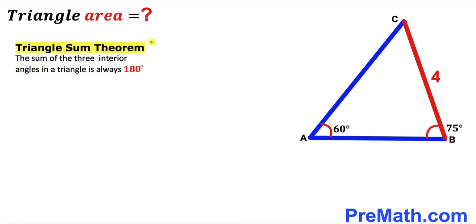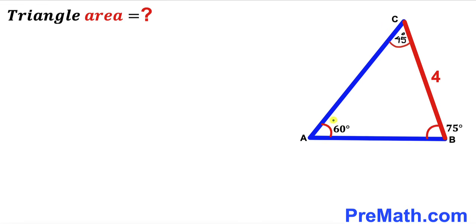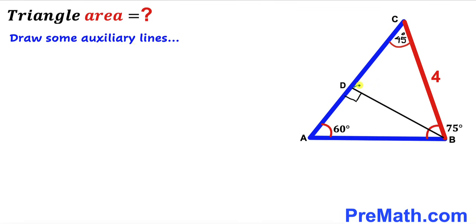Now let's recall the triangle sum theorem. According to this theorem, the sum of three interior angles in a triangle is always 180 degrees. So this interior angle has got to be 45 degrees. Now let's make an observation. We know that one of these interior angles is 60 degrees, so we are going to draw some auxiliary lines to make our job simpler. We have dropped this perpendicular BD on this side AC.